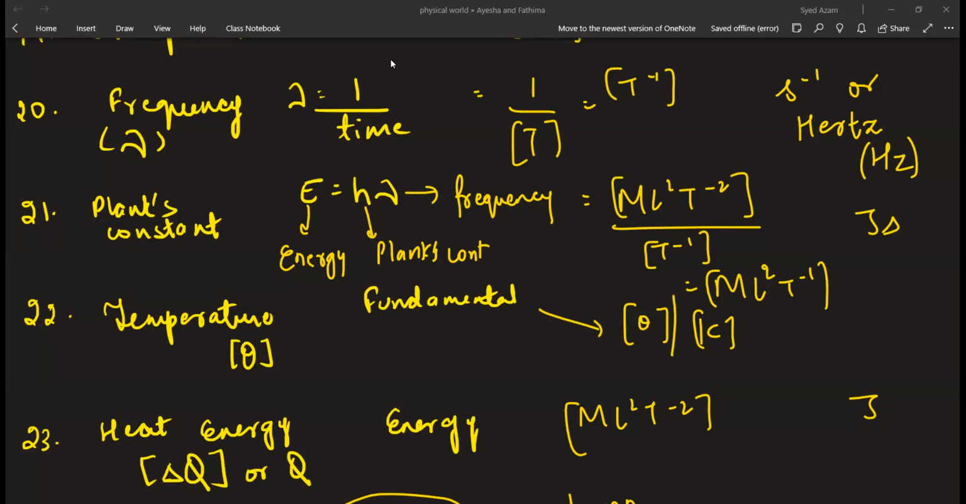And what will be the SI unit for temperature? Yes, it is Kelvin. We have written it in the fundamental table. Okay.